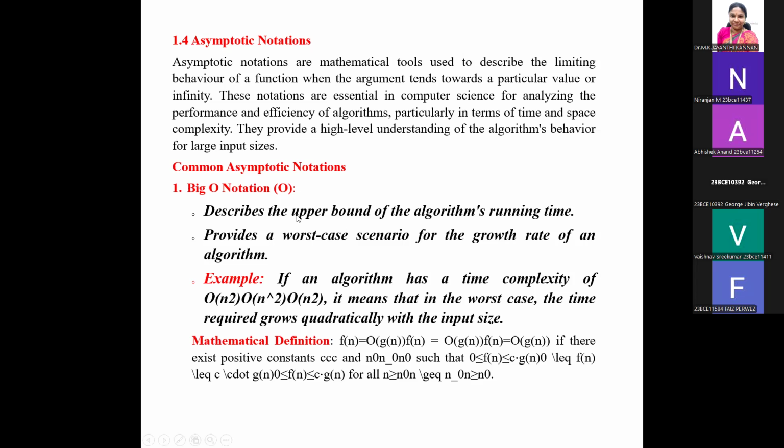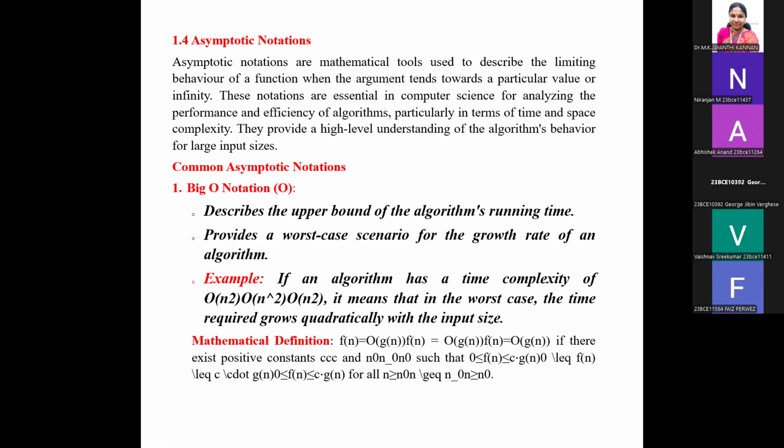So if you are giving 100 inputs and the algorithm takes 10 minutes, the runtime complexity of this particular algorithm will be big O of n square, or big O of 10. So the maximum limit is considered in big O notation. It provides a worst case scenario for the growth rate of an algorithm, because we are taking the maximum time required to produce the output. So it is called the worst case scenario.